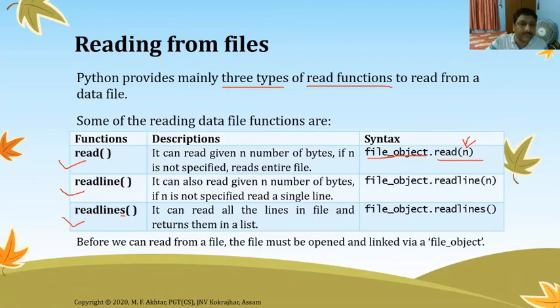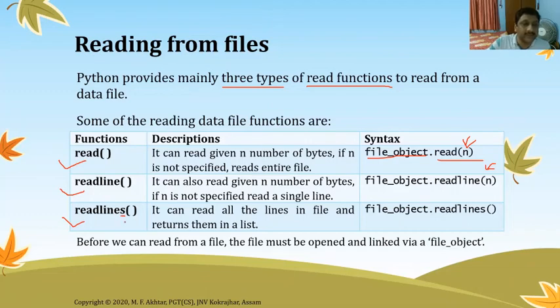Now the readline function, the second one, can also read a given n number of bytes. If n is not specified, it reads a single line. If n is given here, then only that much data or characters will be read from the file, and if we skip the value n, then it will read only one line at a time.